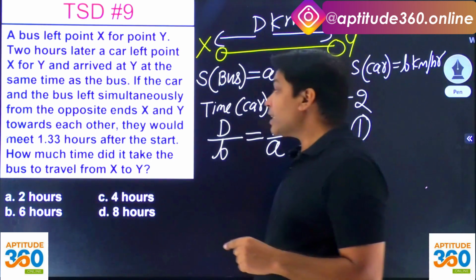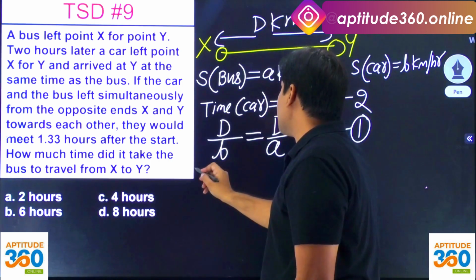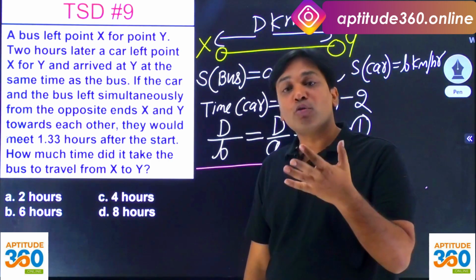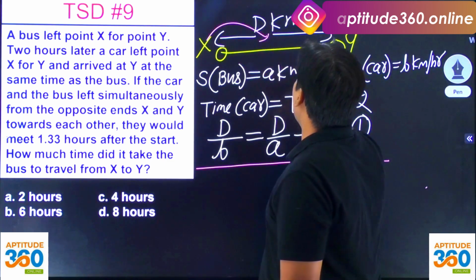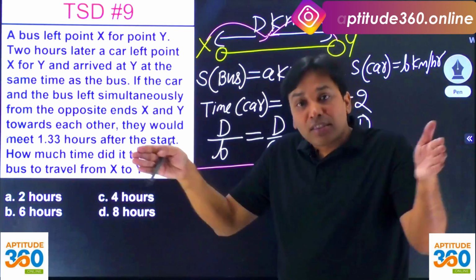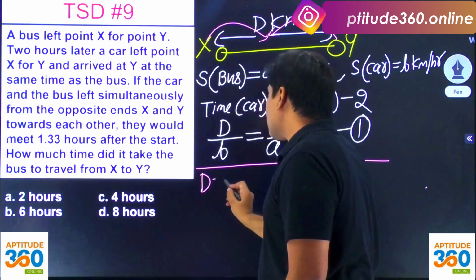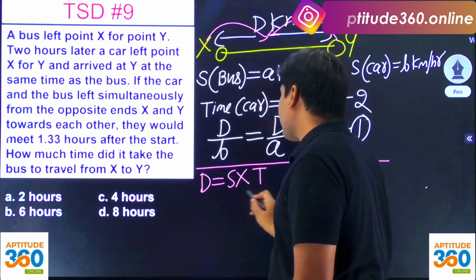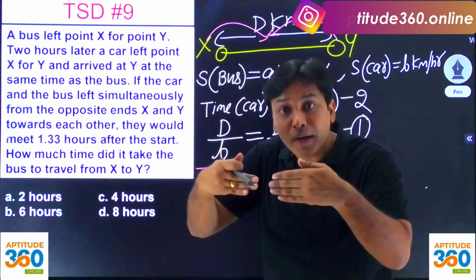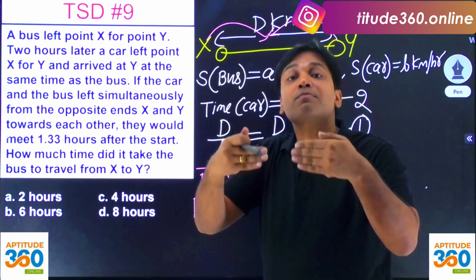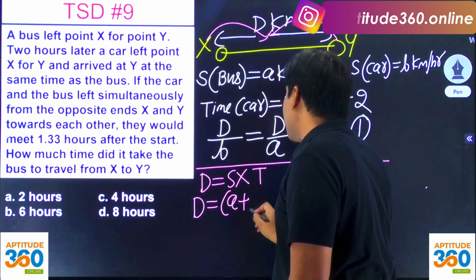And the problem tells you that if both of them are approaching each other, collectively they are going to be traveling d kilometers. If this one starts from here and this one starts from here, together they are going to be traveling a total distance of d kilometers. So distance is equal to speed into time. Understand this. The distance we assumed as d, and what is going to be the relative speed? Because both of them are moving, the relative speed is going to be a plus b, right? So this is going to be a plus b.